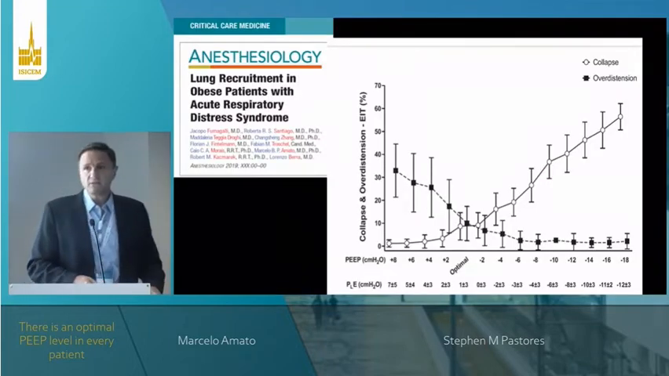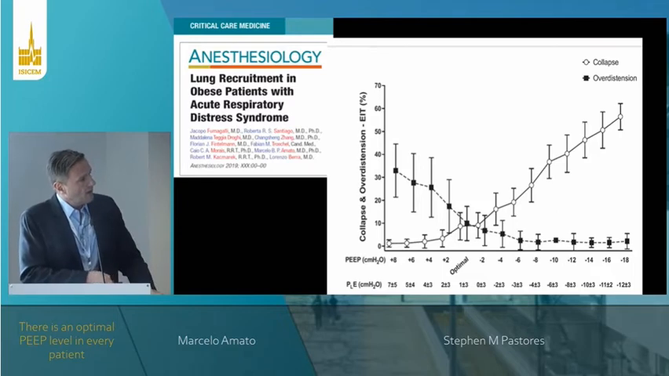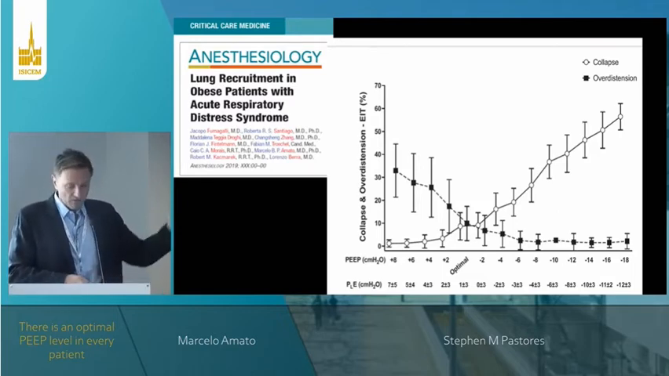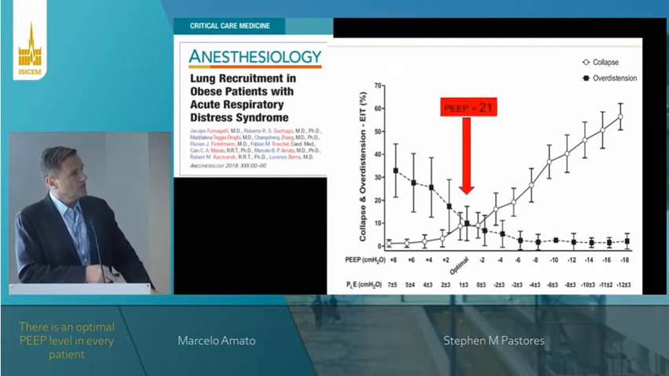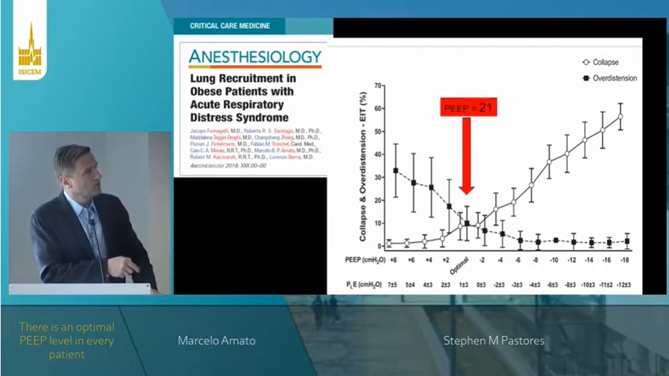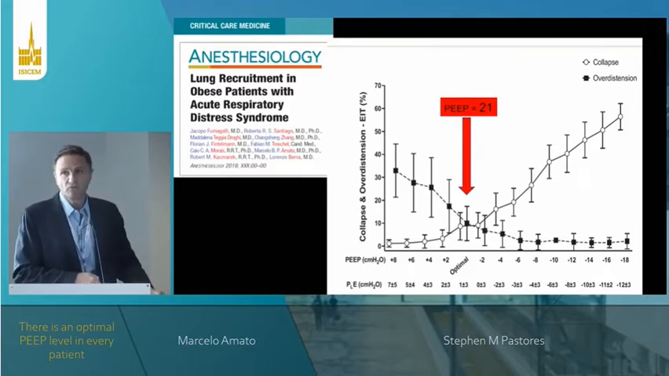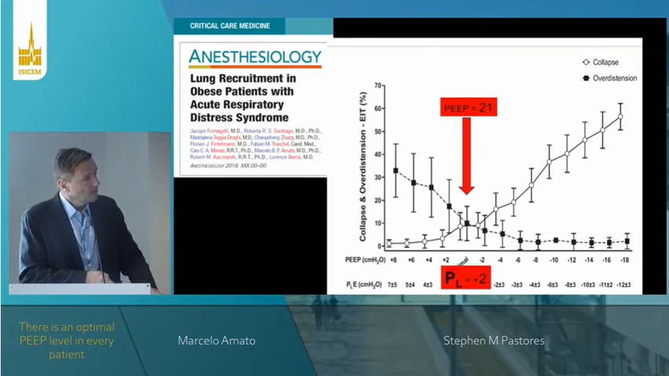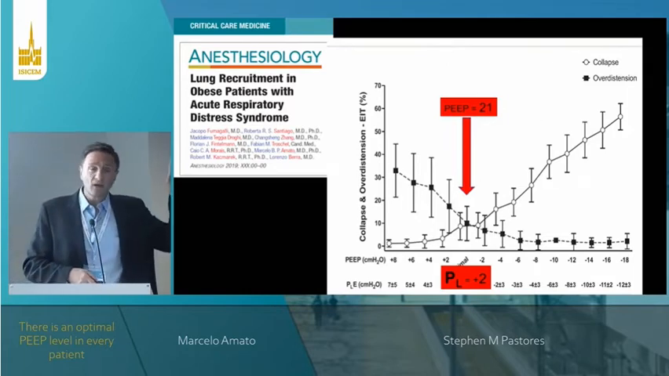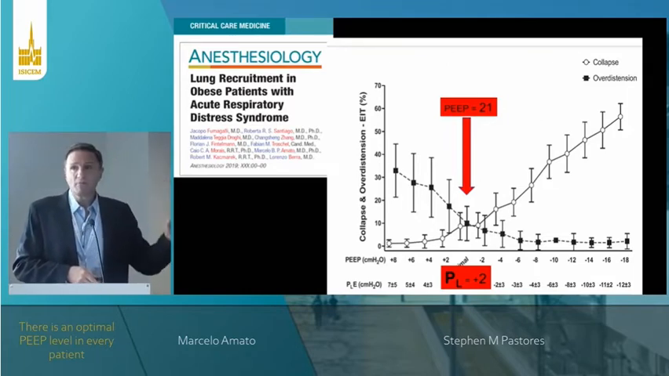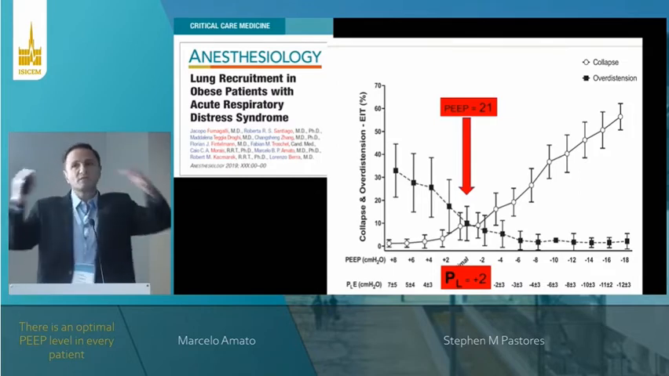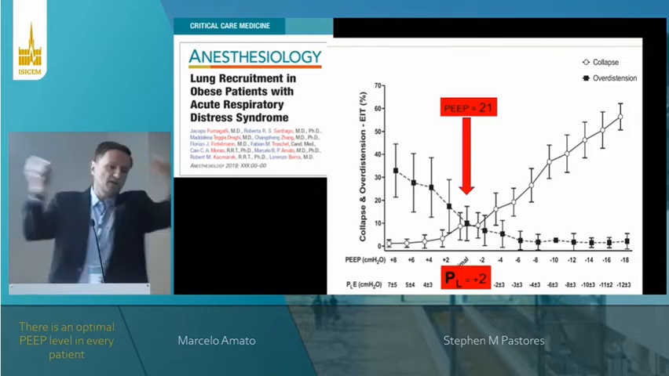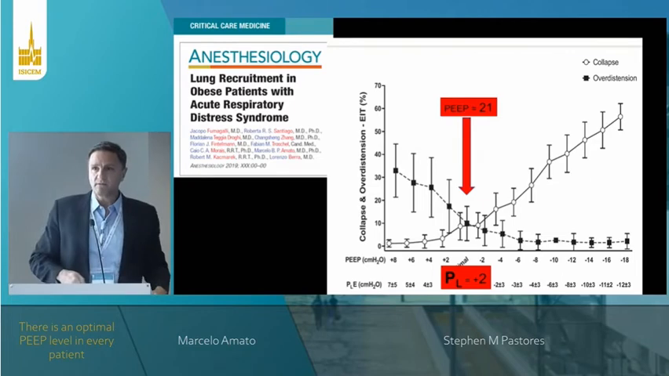So we did an experiment in extreme obese patients, with the help of people in Boston. The crossing point between collapse and hyperdistension was exactly at a transpulmonary pressure of 2. This corresponded to a transpulmonary pressure of +2, again, as should be. It's just that it's very far away from the situation of an isolated lung, because this lung is buried inside this patient.